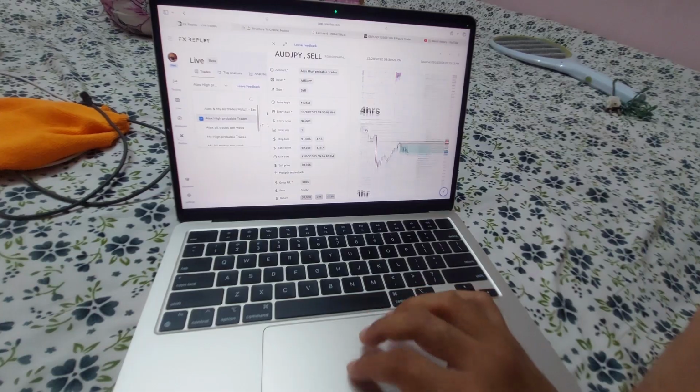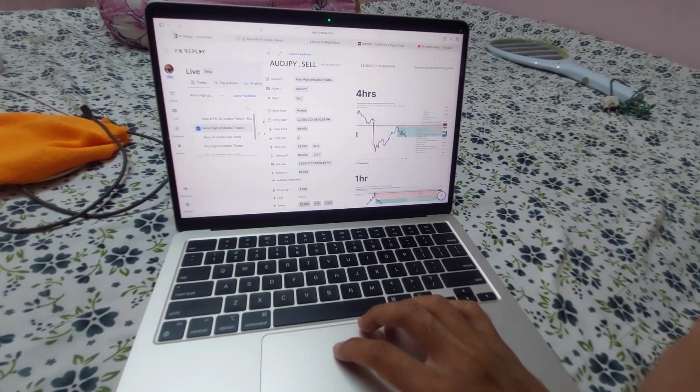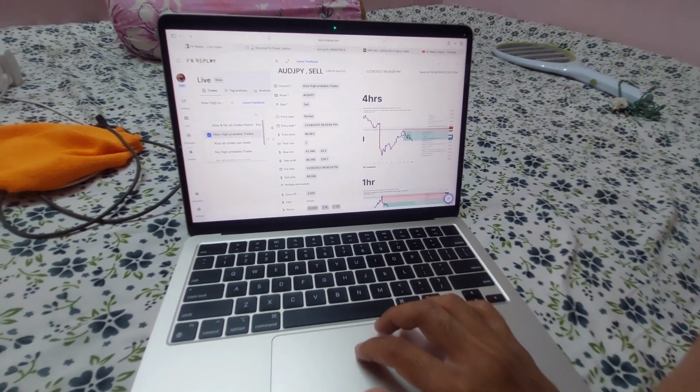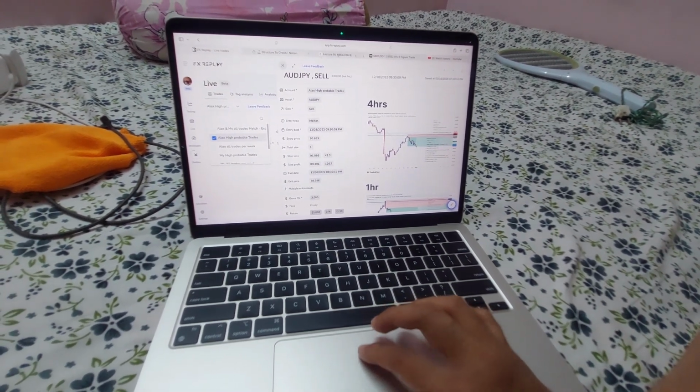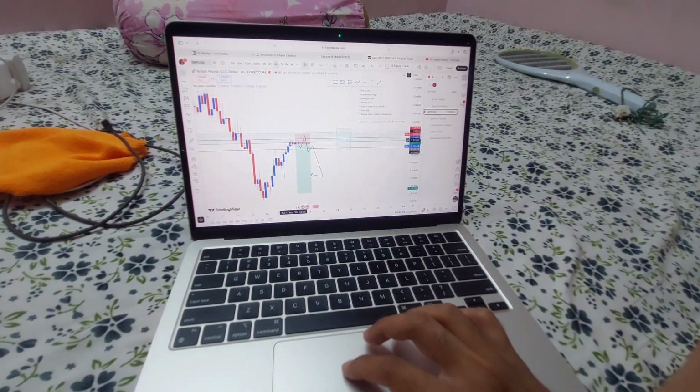Now we'll be able to understand some scenarios right there. Okay, this was a lower high. That's why we were able to take this trade. Right now, nothing is pretty much. This is a lower high. We can do it.